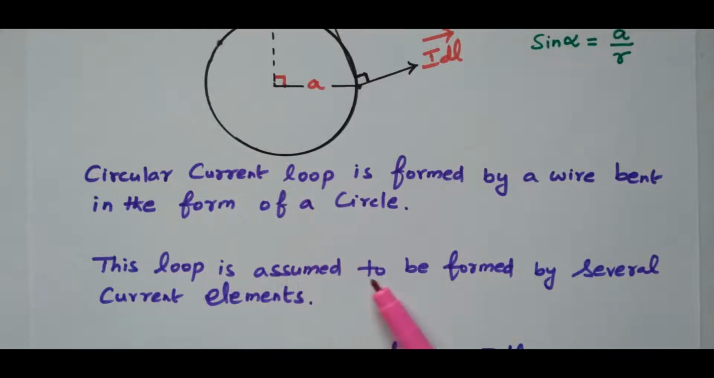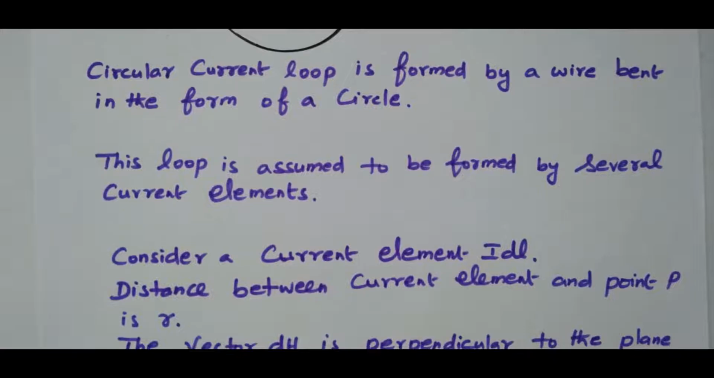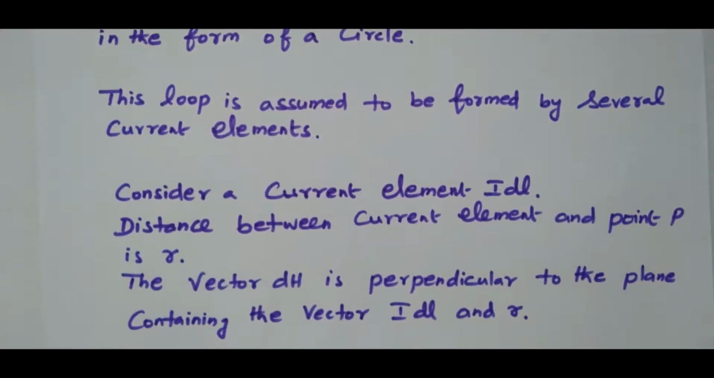The loop is assumed to be formed by several current elements. There are n number of current elements available in the entire loop. In that, we consider a current element I dl. The distance between this current element and point P is r meter. Then this dH vector is perpendicular to the plane containing vector I dl and r. In the diagram, it is clearly shown. The angle between I dl and r is 90 degrees. Now we'll go to the derivation.